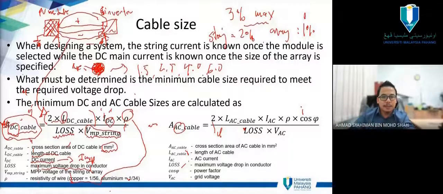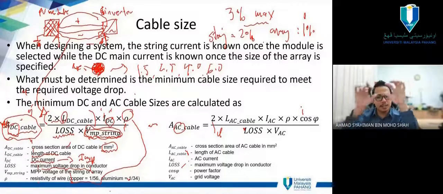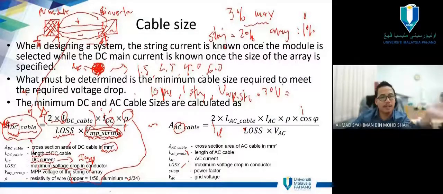And then the VMP string. Yang ni in one string, how many modules? Kita dah kira sebelum ni kan? Contohnya kira untuk inverter dapat 11, 15, 16, 17. So that string voltage lah, VMP string. Not the single module voltage, but the total voltage of the whole string. Contoh, for example, we have 10 pieces in one string. VMP STC 30 volt, means that VMP string tu sama dengan apa?